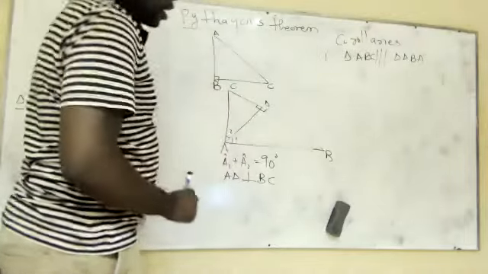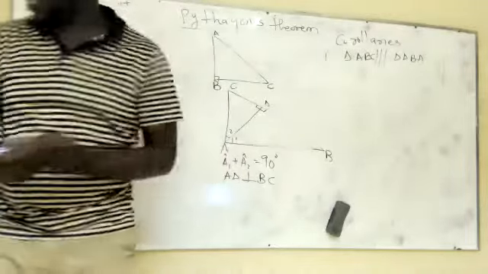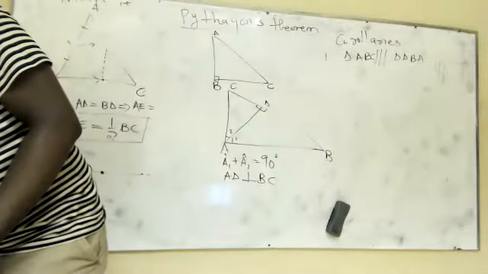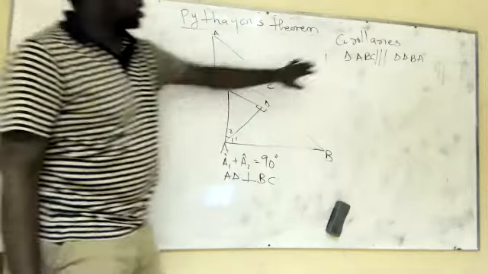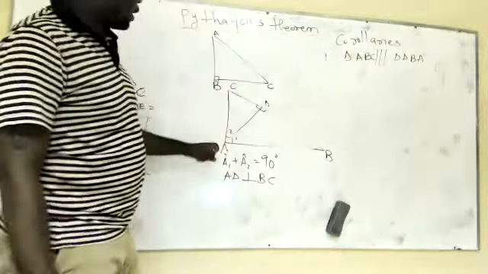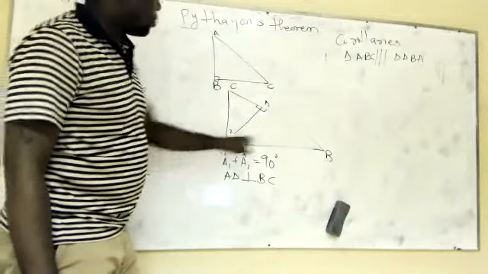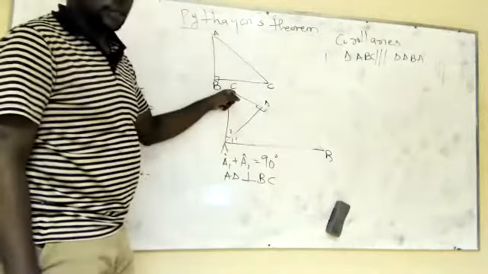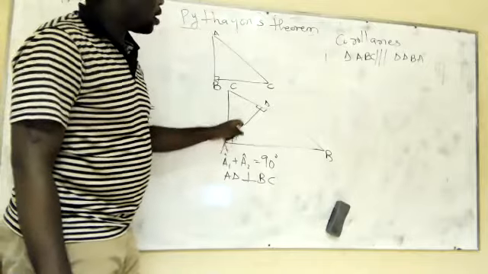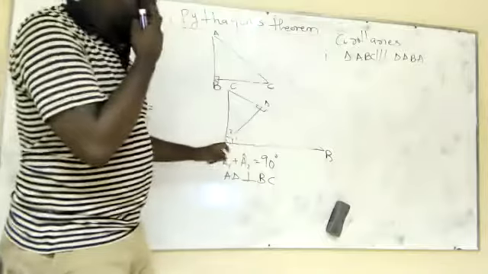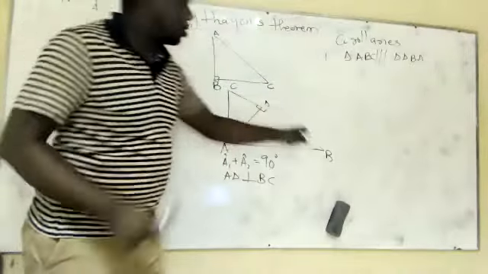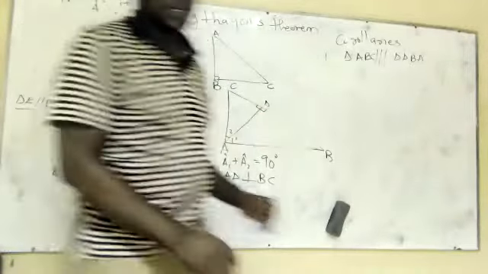Why? Can any one of you give me a reason why we say triangle ABC is equivalent to triangle ABD? Can any one of you justify this? Why do we say that?